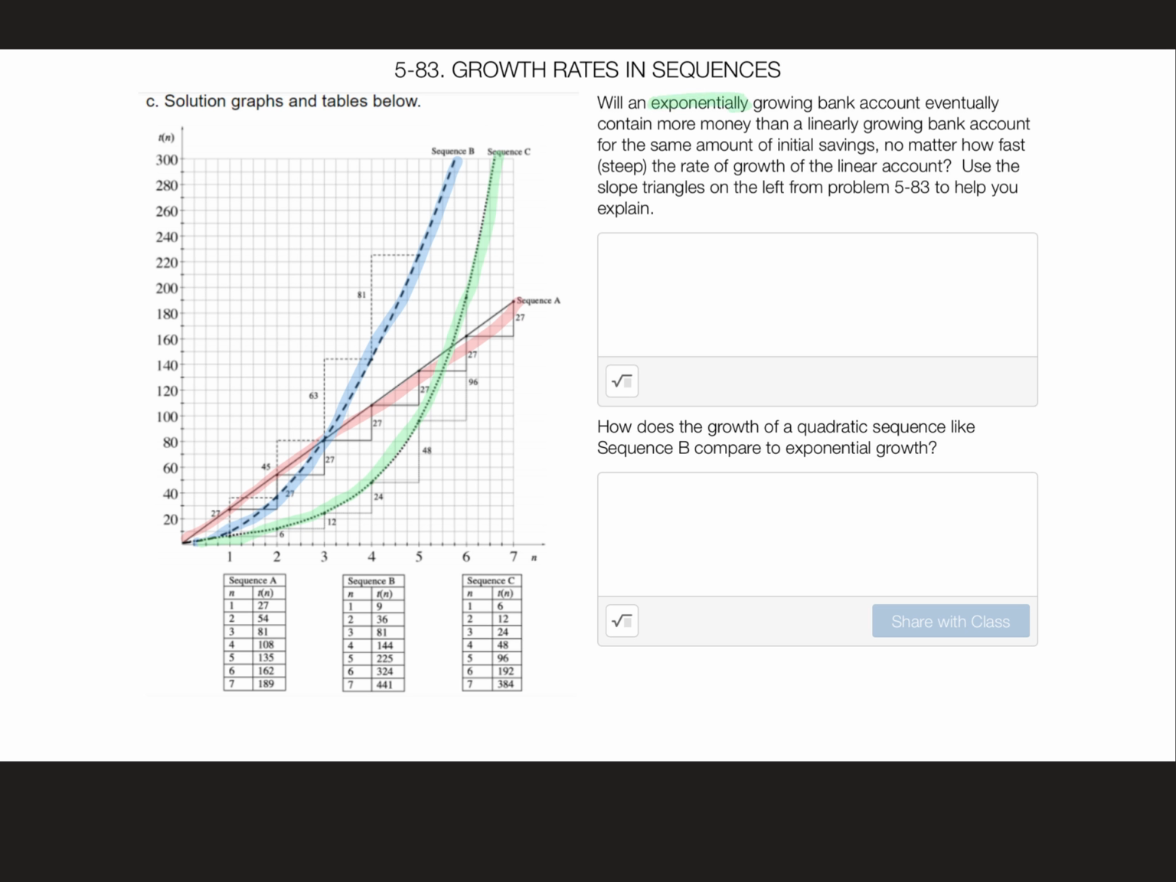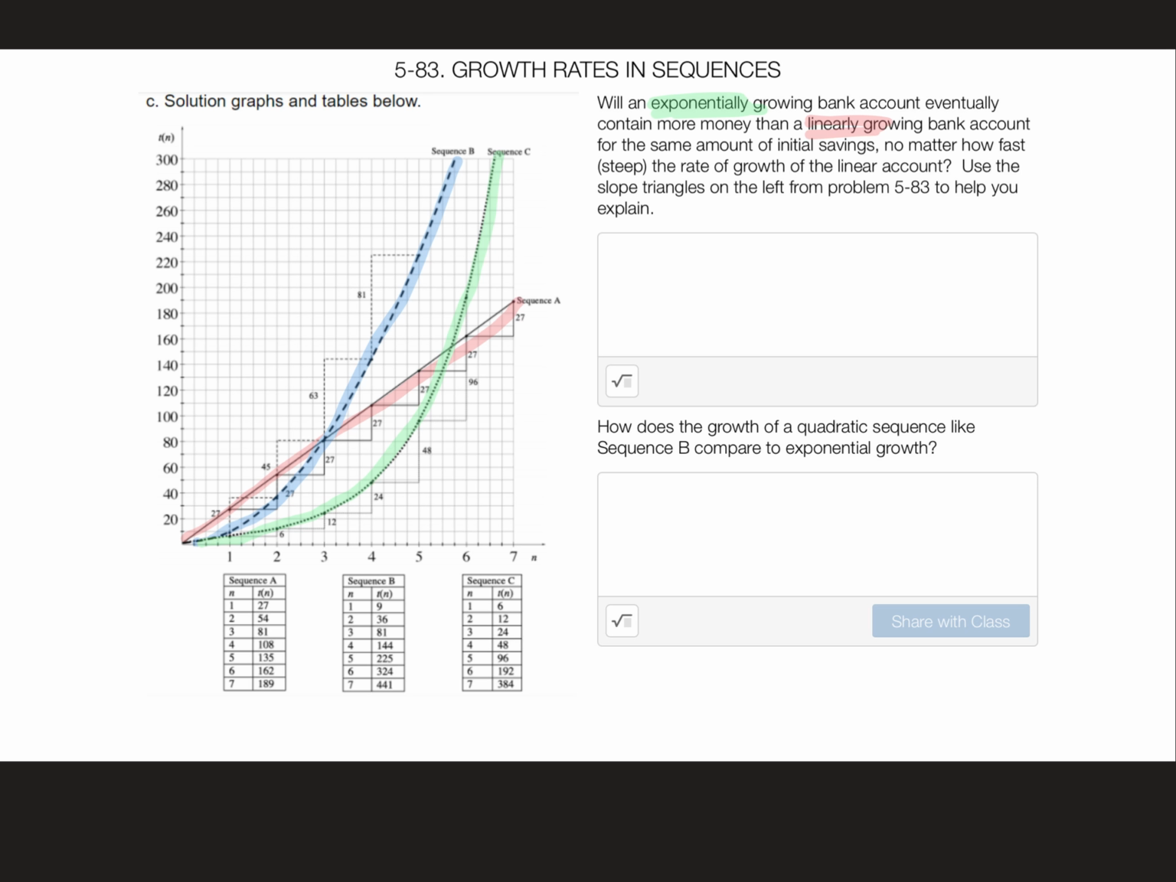It says, will an exponentially growing bank account, that's our sequence C, eventually contain more money than a linearly growing bank account, that's our red account, for the same amount of initial savings, no matter how fast or steep the rate of growth of the linear account? So then we would use our slope triangles on the left to try to help explain.